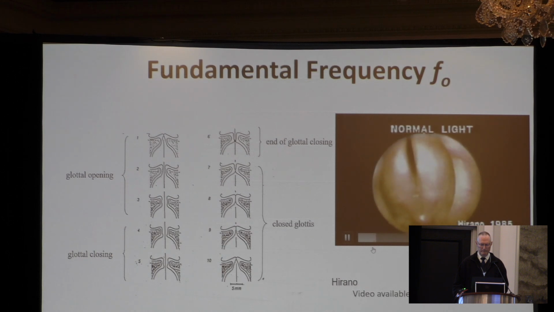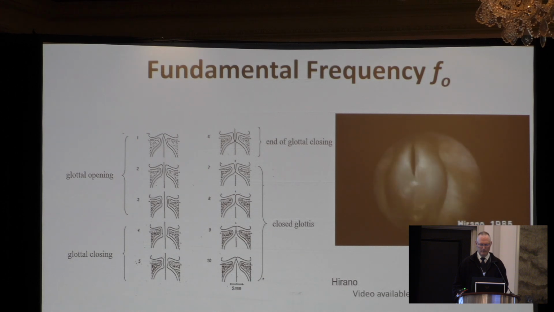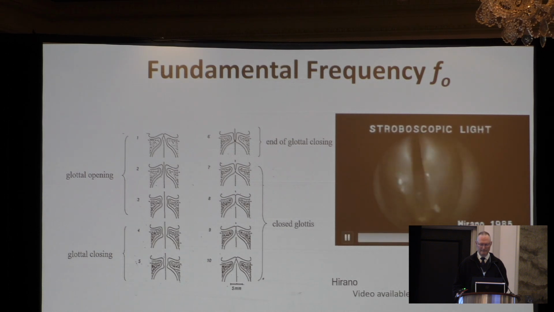Under normal light, because the vocal folds are vibrating, the edges appear blurred. Under a stroboscopic light, the vibrations can be seen in slow motion.